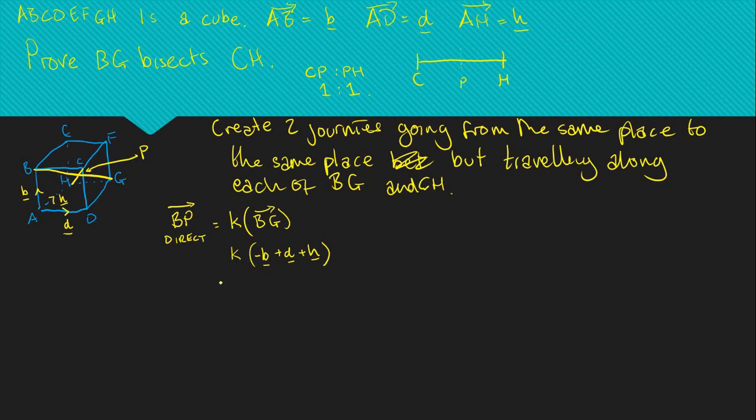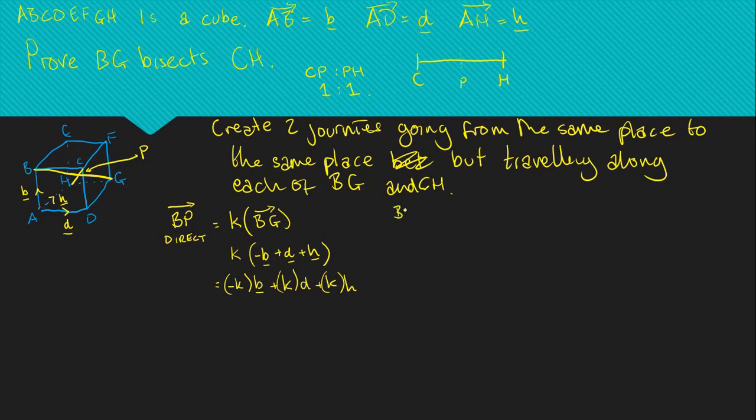Okay, expand this out so that what you end up with is a set of coefficients to each of the vector parts. Okay, so we've got negative K lots of the vector B plus K lots of the vector D plus K lots of the vector H. You'll see why that's important in just a sec.